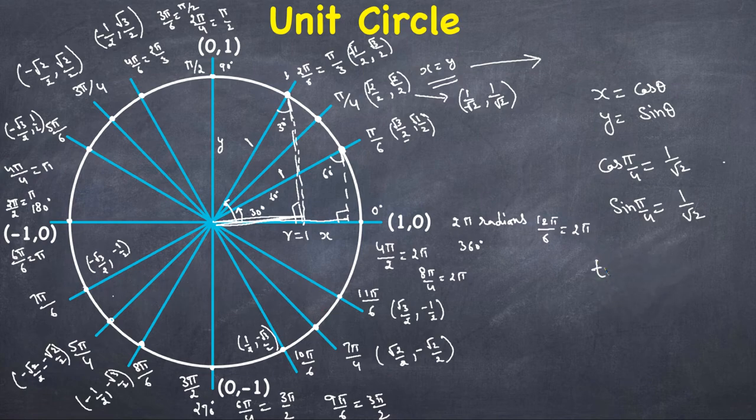See, tangent pi over 4. And we know tangent is sine over cosine, right? So sine pi over 4 over cosine pi over 4. Sine pi over 4 is 1 over root 2 and cosine pi over 4 is 1 over root 2. So that gives you 1. So tangent pi over 4 is just 1. How about cotangent? Then you just write the reciprocal of it, which is again 1. All right.